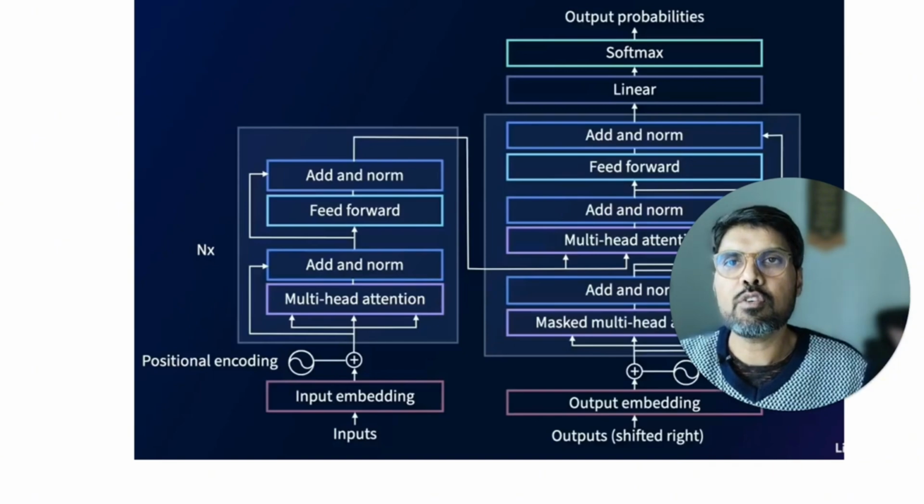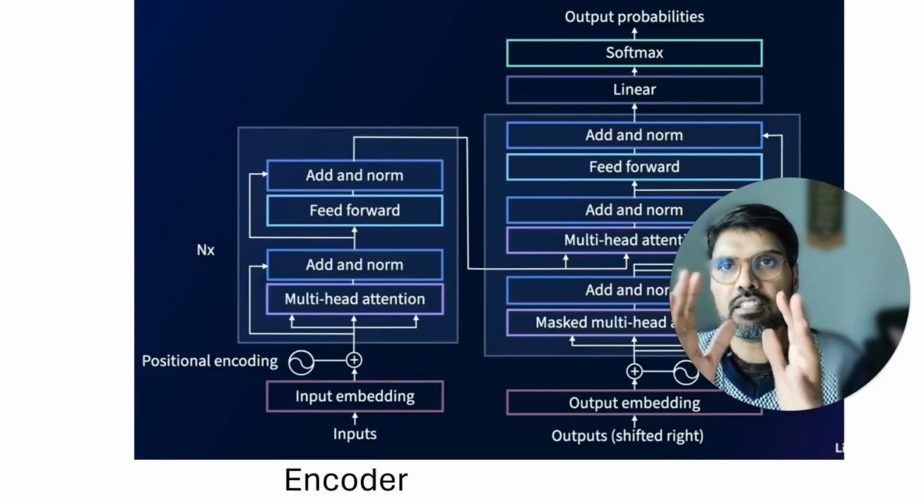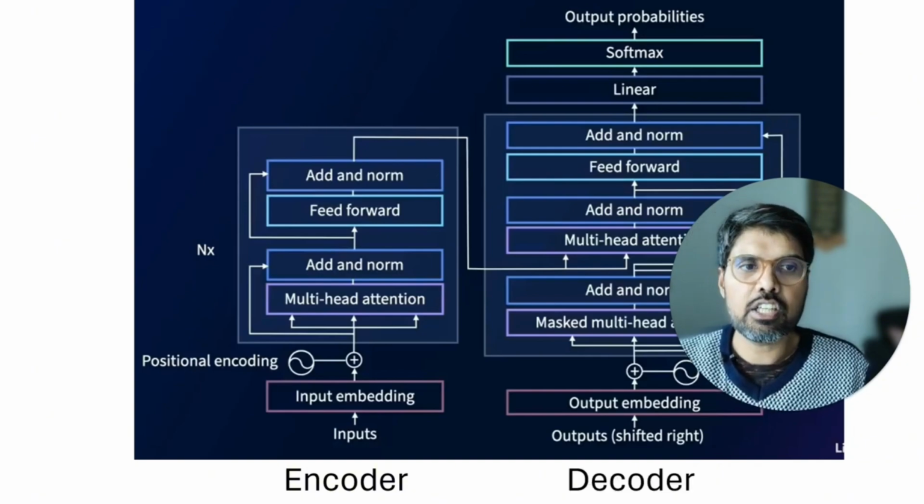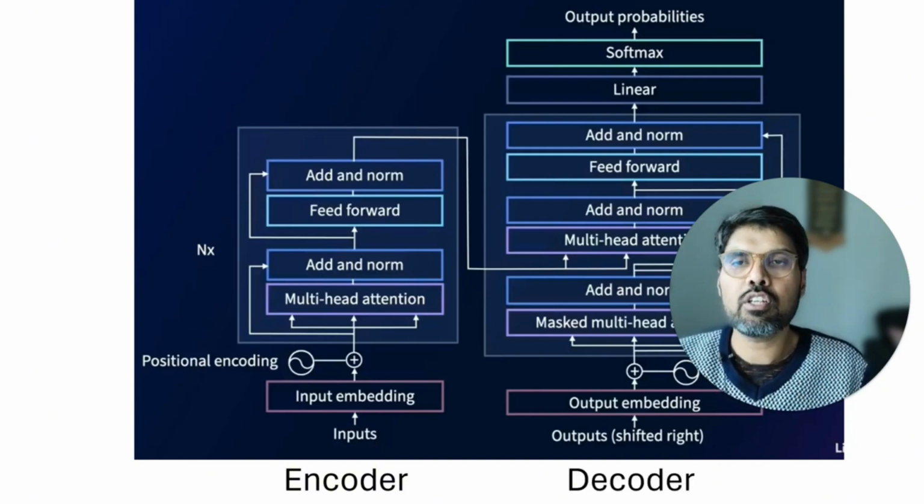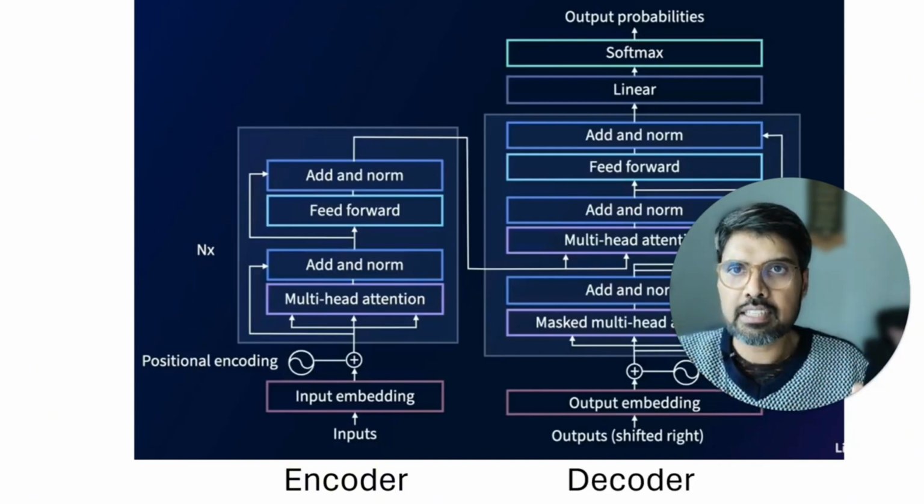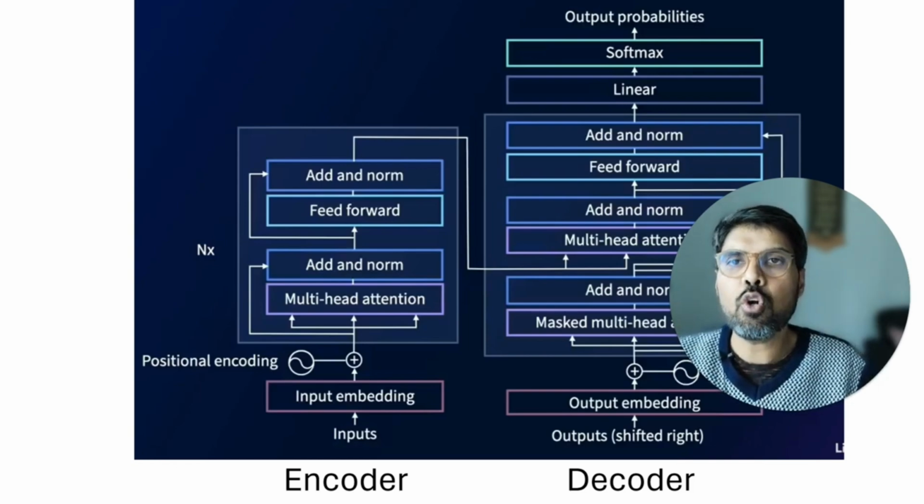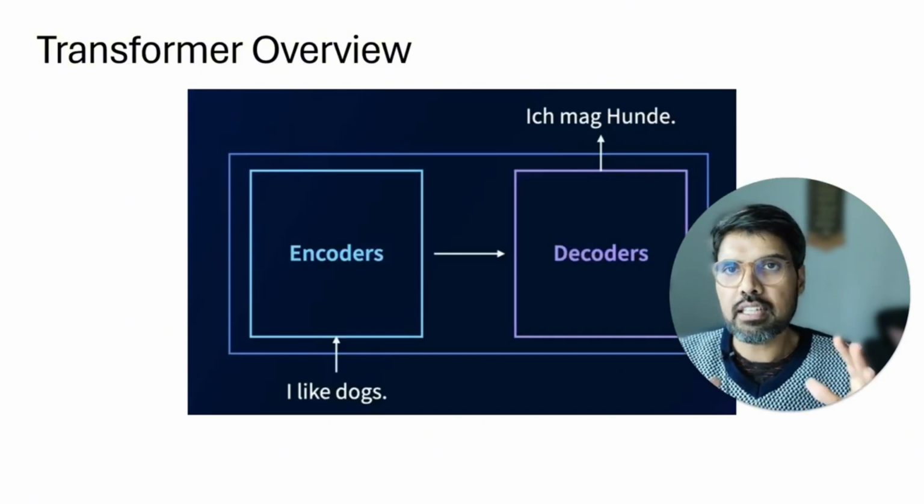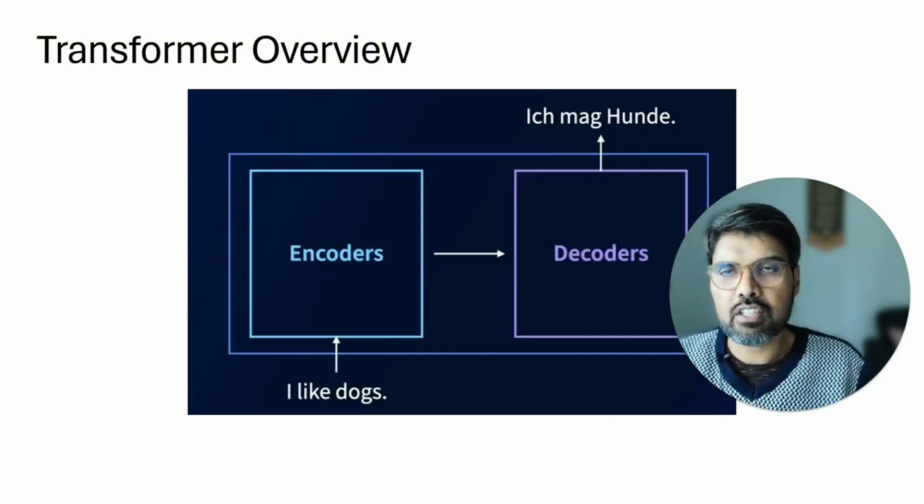Talking about each individual component is out of the scope of this video, but in brief, the left side is the encoder part and the right side is the decoder part. The encoder and decoder together contain the whole transformer architecture, and we are going to talk about this in the next few slides. So this is a simple way of talking about it.